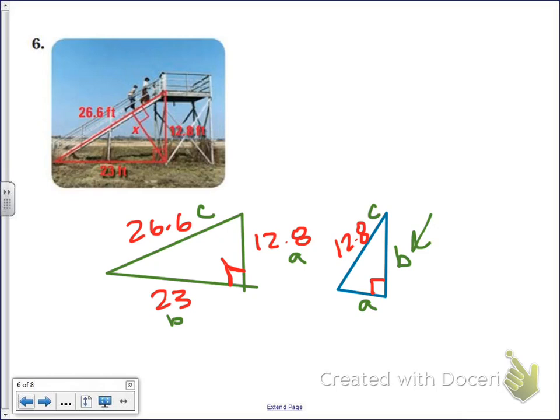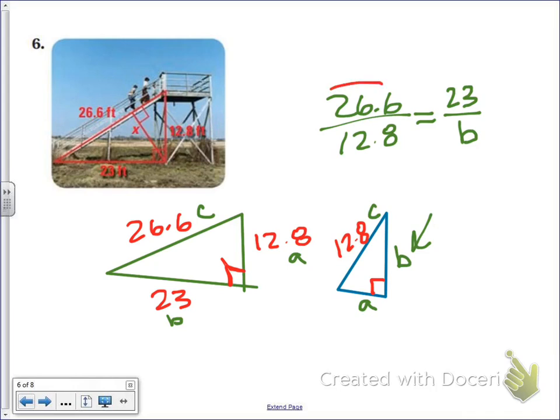So what I'm going to do is set up a proportion where I have the two hypotenuses I know. So let's do 26.6, the hypotenuse of the big, over 12.8, the hypotenuse of the small, and that will be equal to the B of the big triangle over B of the small triangle, which I don't know. So when I find that out, I should be able to find out the altitude of this triangle. So I'm going to do some calculations here, and the way we solve this proportion, we cross multiply.